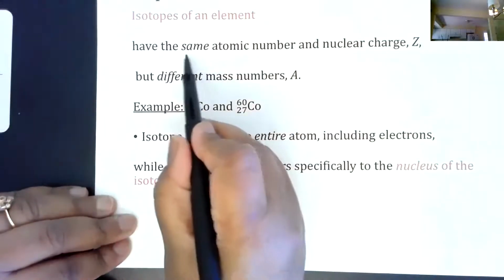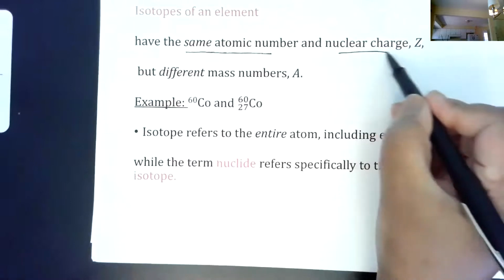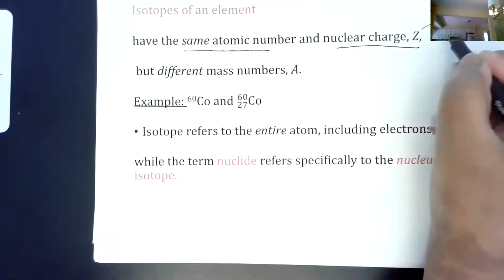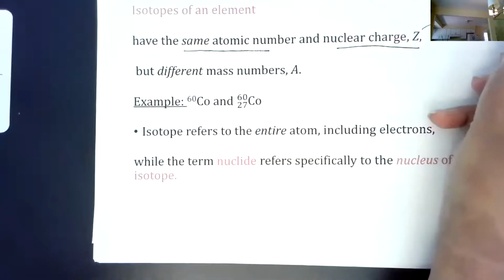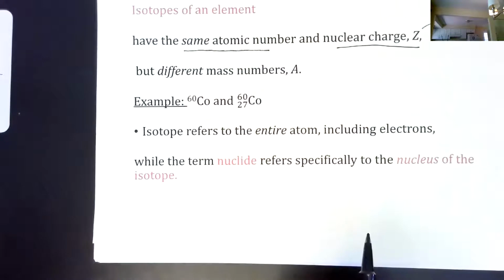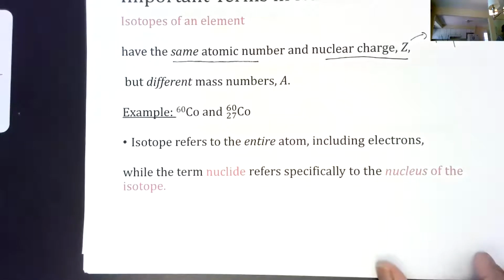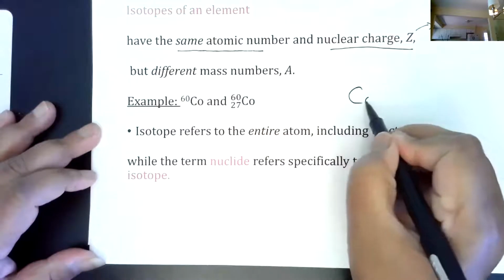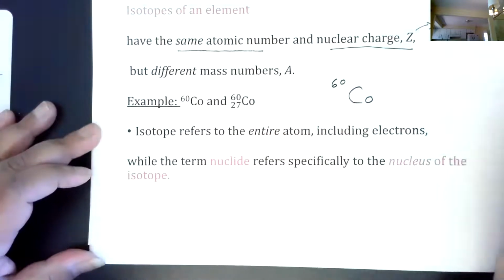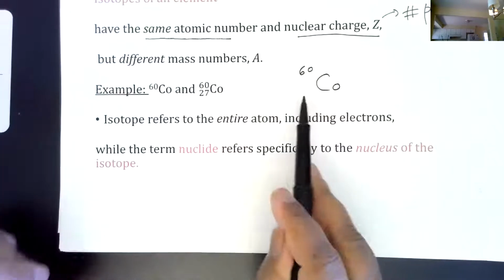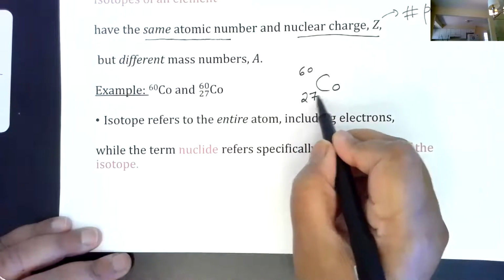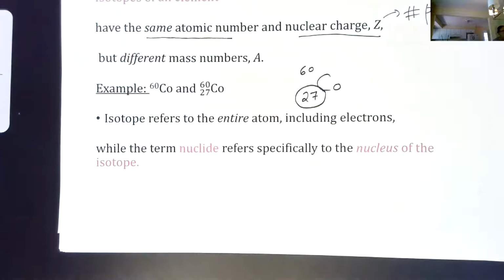There it is. They have the same atomic number, nuclear charge. This refers to the number of protons, but different mass number. So isotope, this is one isotope, okay? You can say cobalt-60. When you say cobalt-60, it's automatically understood that it has an atomic number of 27.